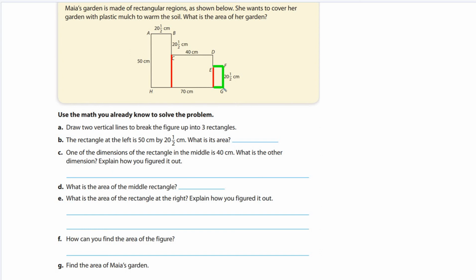So they're asking you, how would you figure this length? I want you to think the whole thing right here is 70 centimeters. All right, and then we have the 40 centimeters, and then we have the 20 and a half centimeters. So that's being able to think at a high level. After you found out the length here, obviously you can find the area of this rectangle, and then please explain how you figured it out. And then question F says, how can you find the area of the figure? Okay, and then question G says, find the area of Maya's garden.